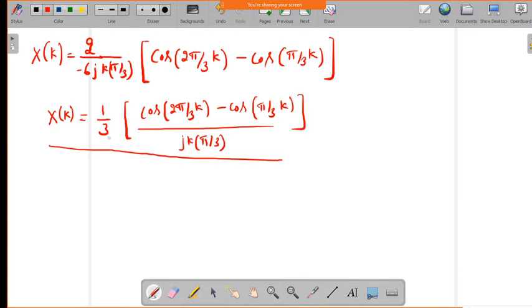So you can plot the magnitude spectrum by putting in values of k. From minus infinity to plus infinity you can go on putting the values, and you will get the magnitude spectrum as well as the phase spectrum. Okay, so this is the expression you will get finally.